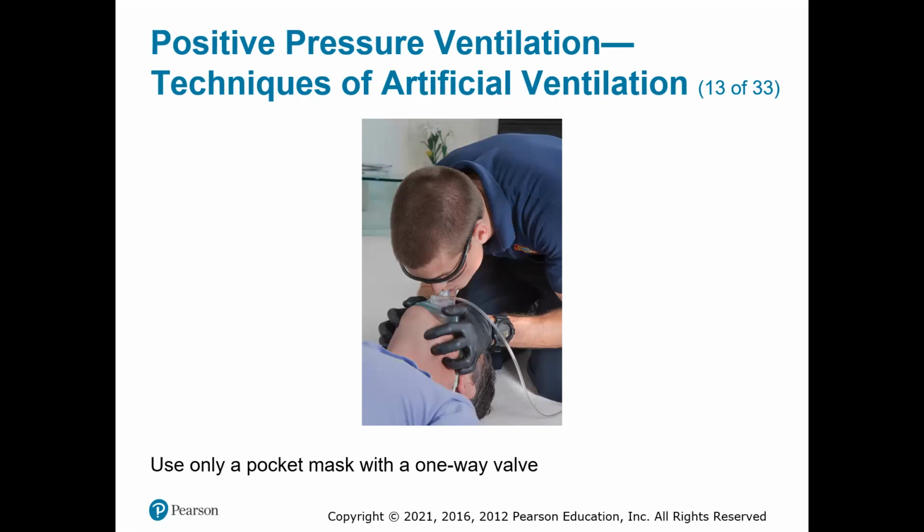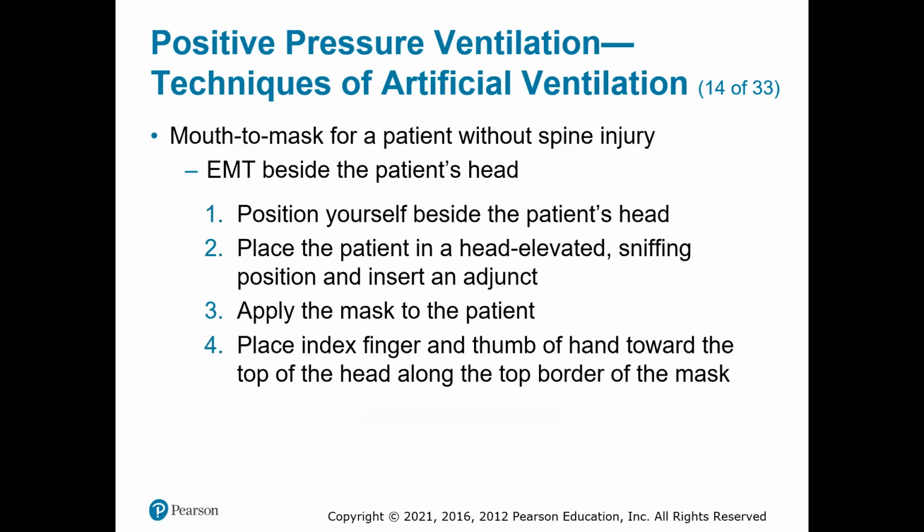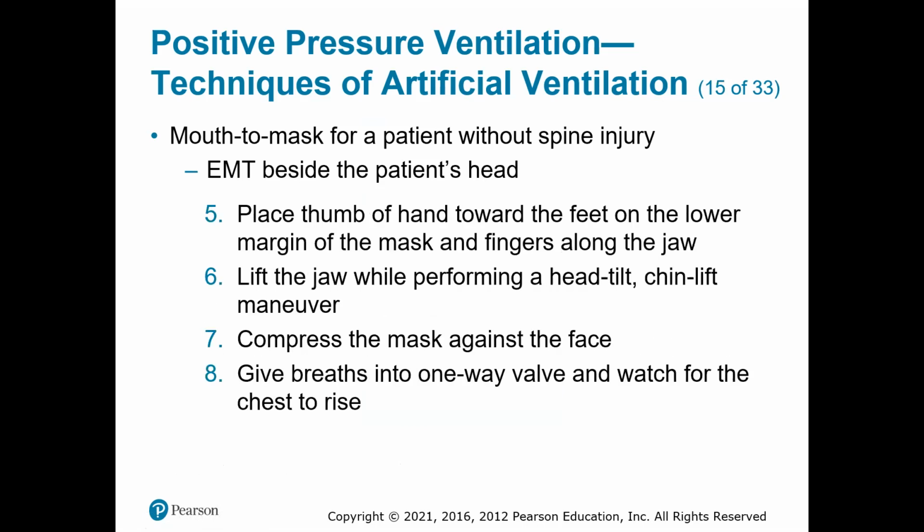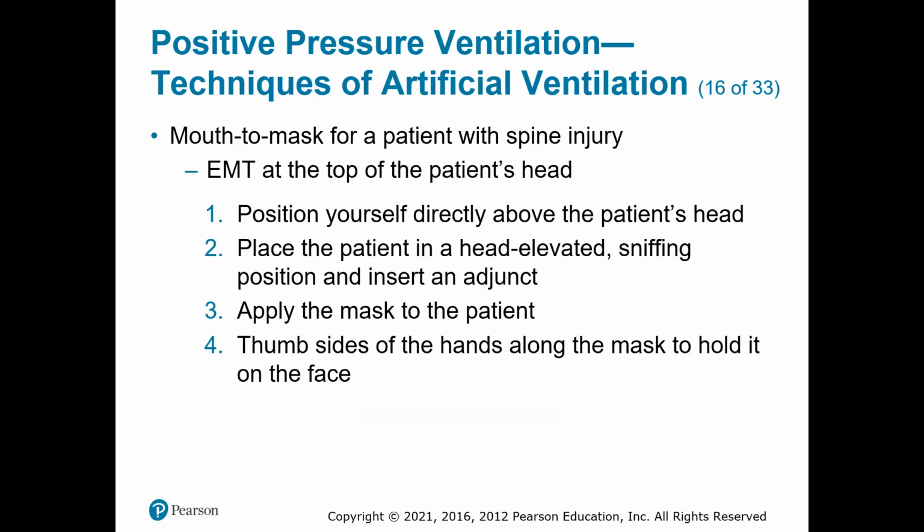Not all masks will have that. There is a one-way valve, so air can go through, but it can't come out. That way you don't have vomit and other things. I don't use the strap around the head. I have a little pocket one. It's basically just a sheet of plastic with a little one-way valve. Mouth and mask for a patient without a spine injury. Did that already. With a spine injury. Here we go.